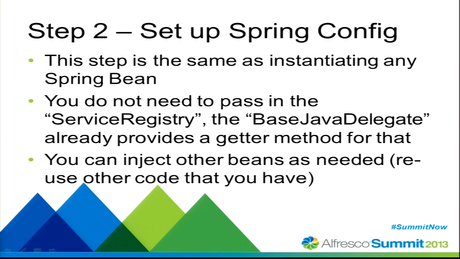So you've created your class. You've extended BaseJavaDelegate. Now at this point, the next step is to set up Spring config. Again, you don't need to pass in the service registry for your bean. You've already got it in the parent if you've extended BaseJavaDelegate. You can also inject other beans. If you've got helper classes, you're free to pass in as many as you need. In my example, I have a very toy database access example because it's really simplistic. But it's just an example of passing in a bean and using a helper class to provide database access.